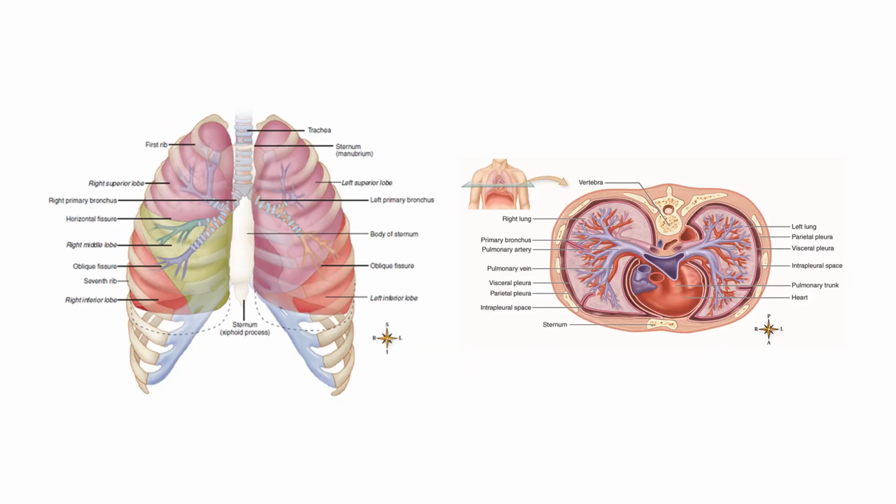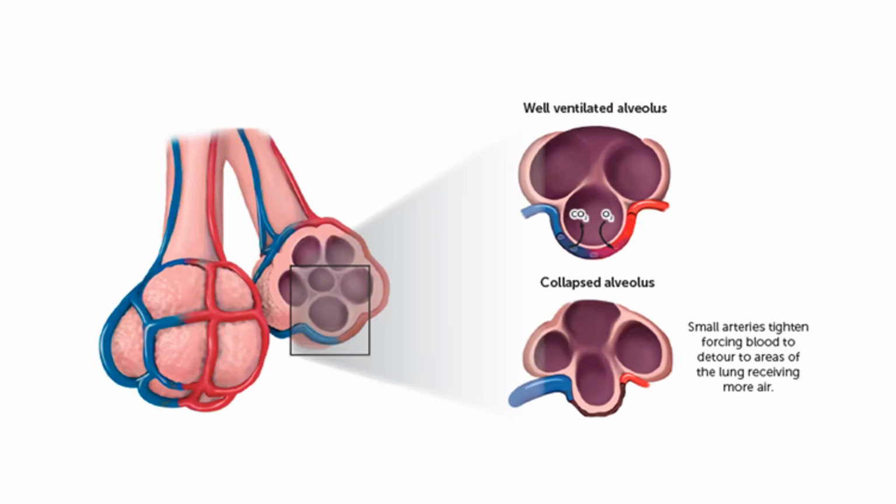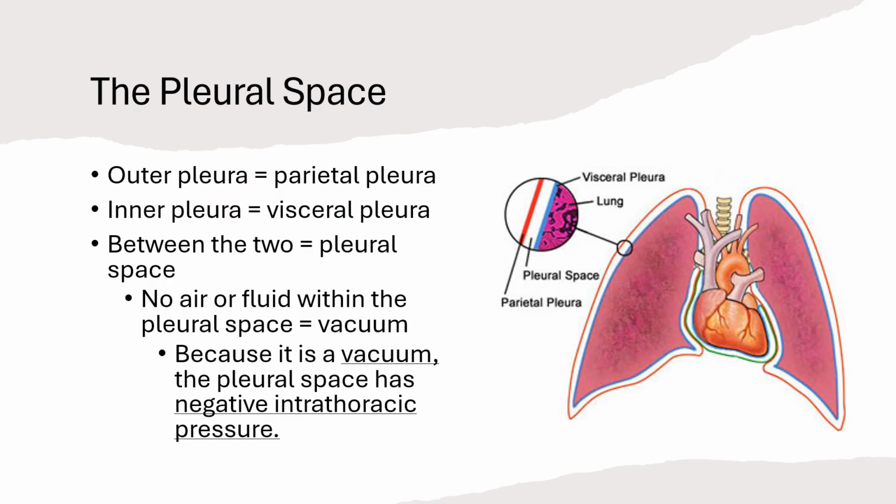This here is just another alternative picture that you can look at as well. This picture basically just shows that alveolus again, so you can look at that and get a visual of what I was talking about. So moving towards the outside of the lung, we've got this pleural space. You've got the outer pleura and the inner pleura. And between the two pleura is the pleural space. Now, no air or fluid should be within the pleural space. It should be a vacuum.